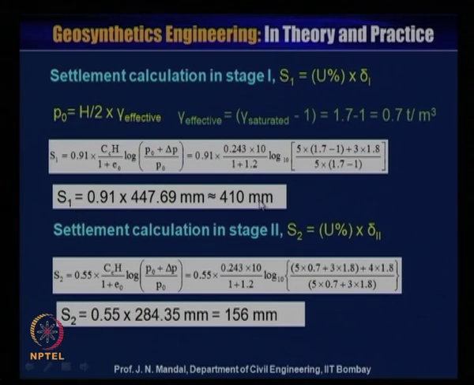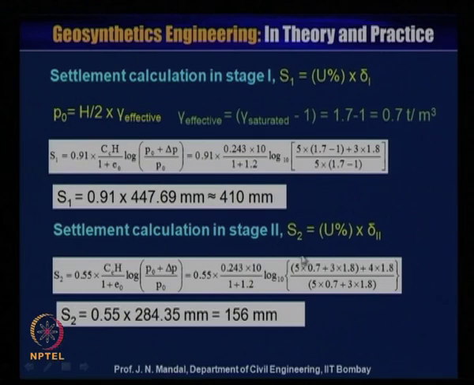Here Cc is 0.243, H is equal to 10, 1 upon 1 plus E0 is 1.2, log 10. And this P0 is equal to 5 into 1.7 minus 1, plus delta P is 3 into 1.8, divided by P0. So, P0 is equal to 5 into 1.7 minus 1. So, you can calculate S1 will be 0.91 into 447.69 millimeter, which is approximately 410 millimeter.